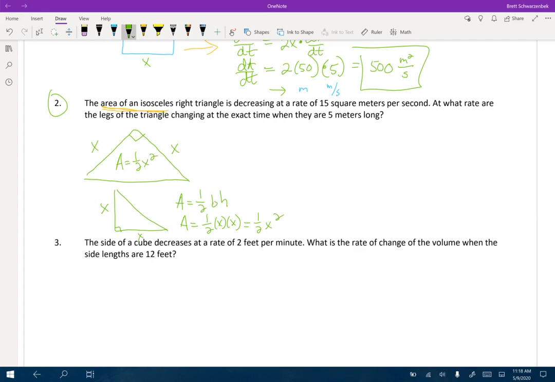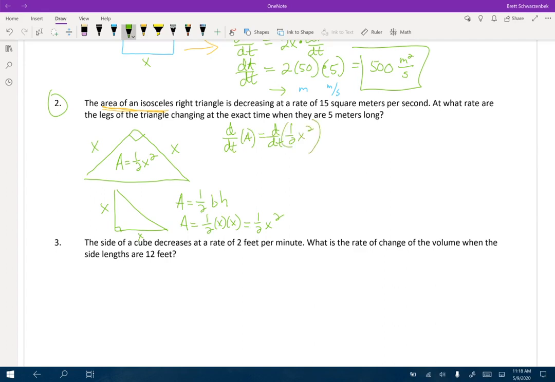Okay, this is something you have to be able to develop on your own. It's just middle school geometry kind of thing that you'll be working with. So once you have this formula, we have to come up with the related rates formula. As we've been doing before, we have to take d/dt of both sides. So d/dt of A, d/dt of 1/2 x squared.